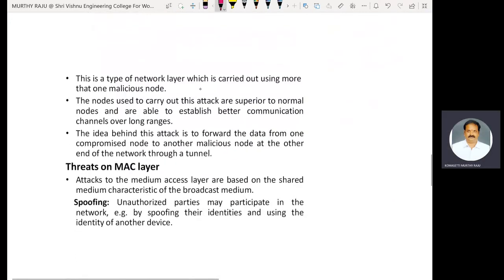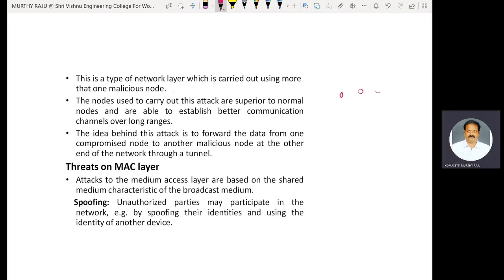This is a type of network layer attack carried out using more than one malicious node. Malicious node means unwanted nodes are introduced in the network and disturb the routing process. The nodes used to carry out these attacks are superior to normal nodes, and they are able to establish a better communication channel over long ranges.